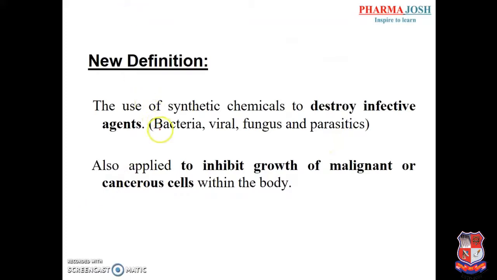The new definition of chemotherapy: the use of synthetic chemicals to destroy infective agents, that means bacteria, viruses, fungi and parasites. This type of chemical agent we can say is chemotherapy. It is also applied to inhibit the growth of malignant or cancerous cells within the body. The word chemo is also used around us when we think about the treatment going on related to cancers. So inhibiting the growth of malignant and cancerous cells is also chemotherapy.